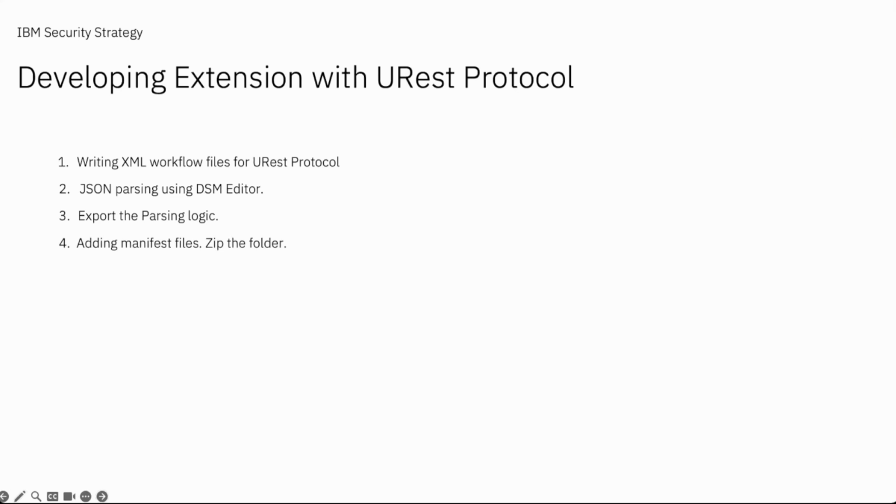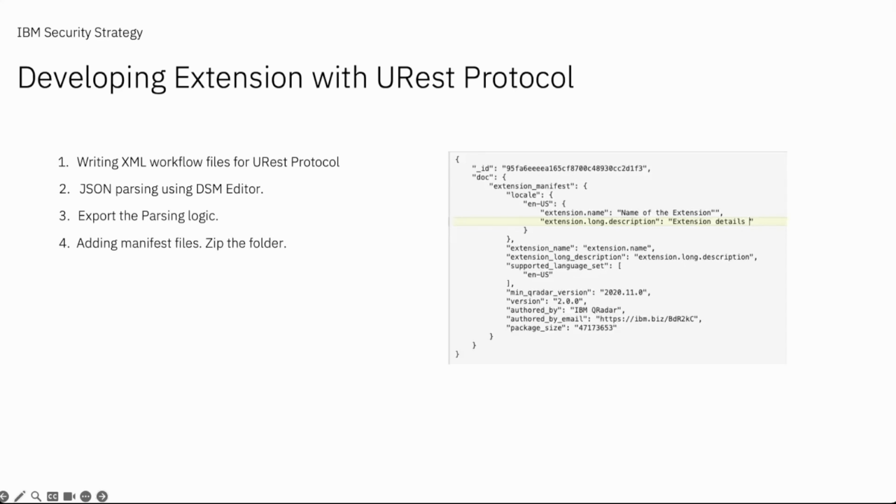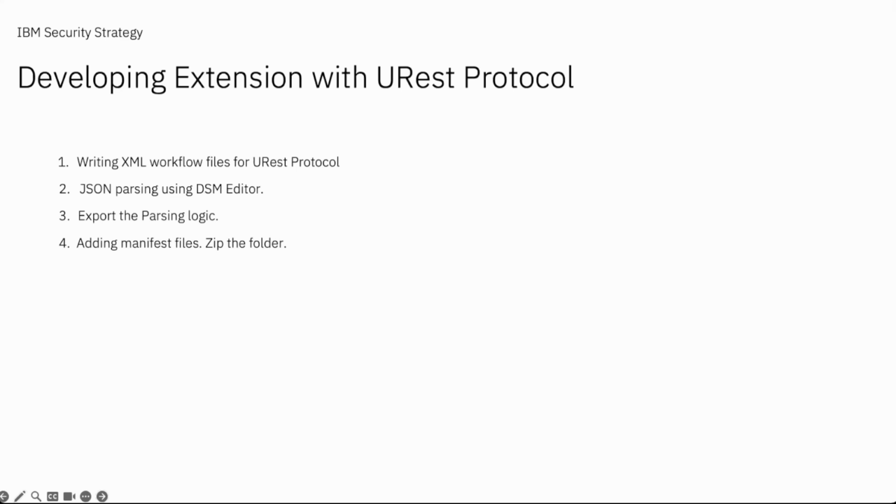Once we have that export available with us, we'll write a manifest file for the extension. If you are confused on how to write a manifest file, there are many apps and extensions available on App Store. You can download it. You can even have a Hello World app which will generate its own manifest file and you can edit it. The manifest file is nothing but meta information about the extension and the app that we are going to develop. Once we have the manifest file and the parsing logic, we zip that into a folder.